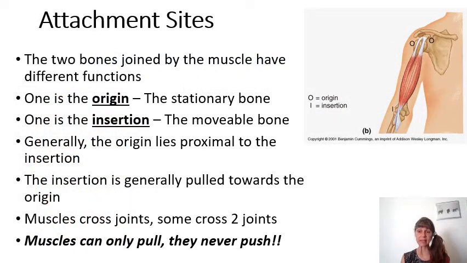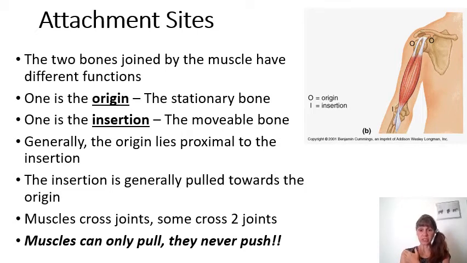Skeletal muscles attach to bones, and the two bones joined by the muscle have different functions. The site of attachment on the area of the bone that does not move when a muscle contracts is referred to as the origin. That is the stationary or fixed point of attachment. The site that moves when contraction occurs is referred to as the insertion. The insertion is the movable bone.